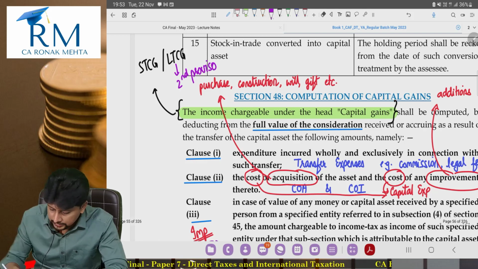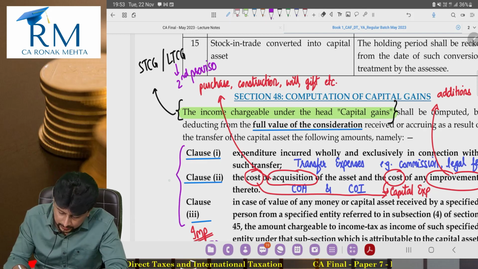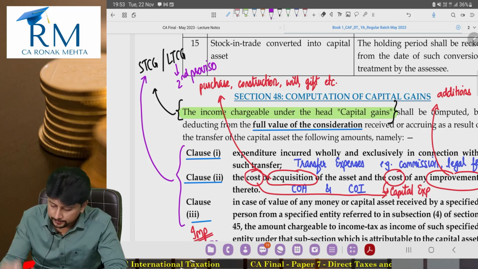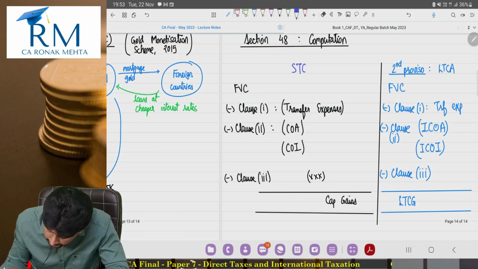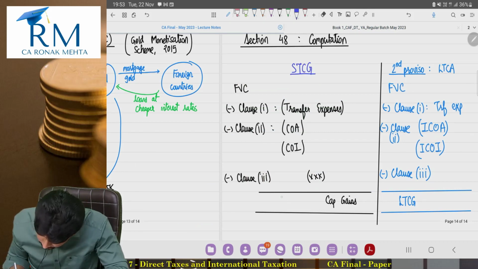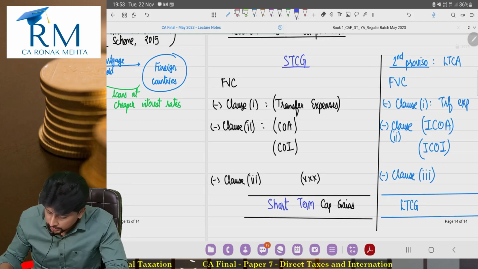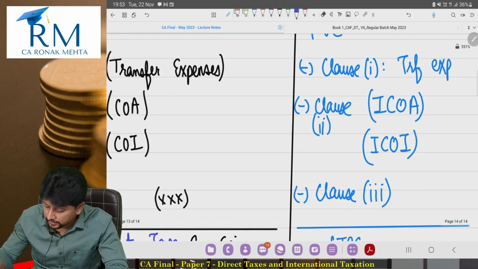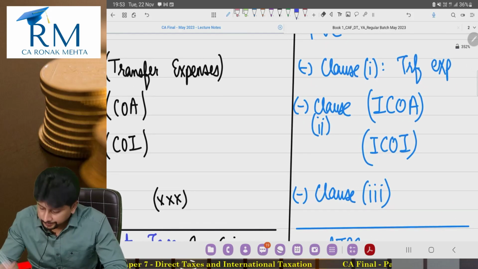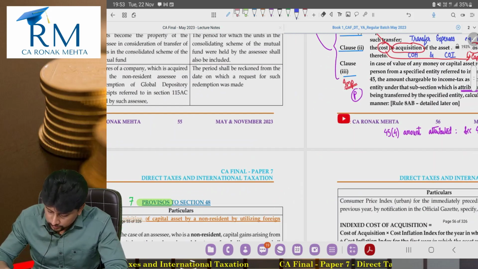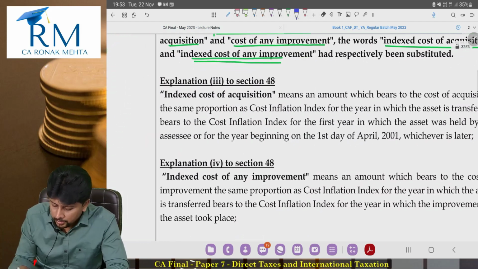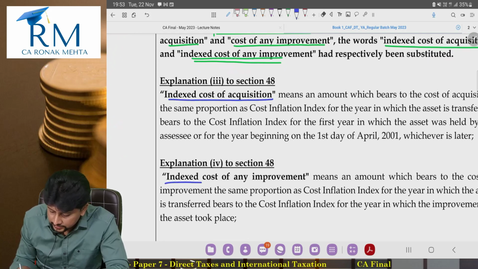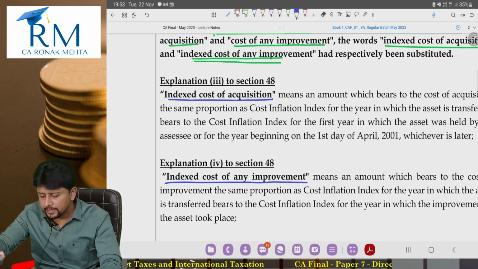So this formula that we have seen is for short term capital gain. This is my basic discussion for short term capital gain. Short term capital gain is going to be calculated like this, and if it is long term, you will be doing index cost of acquisition, index cost of improvement. Now when you read the second proviso further, it explains what is index cost of acquisition and index cost of improvement. It gives you the definitions.